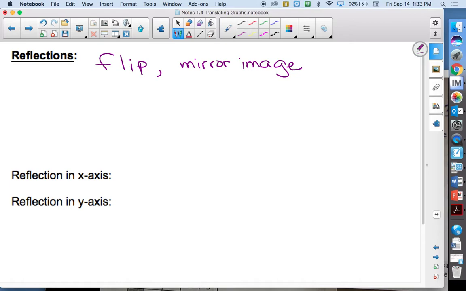I'm not sure why there's a whole bunch of space there. Like a lot of space for a little definition. Maybe because we could draw a picture.